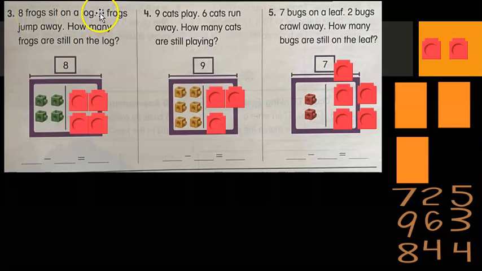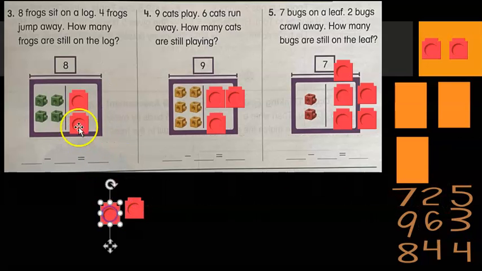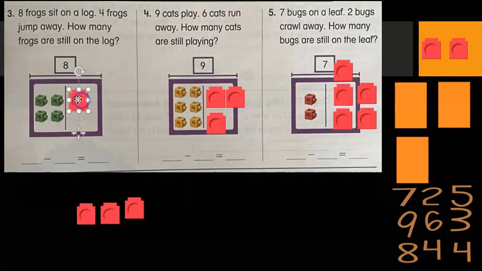Now let's keep reading. 4 frogs jump away. Now how many frogs out of this picture? How many jump away? 4. Okay, 4 frogs jump away. So watch Mr. Begay. I'm gonna take 4 cubes out of here. Watch me. 1, 2, 3, 4.